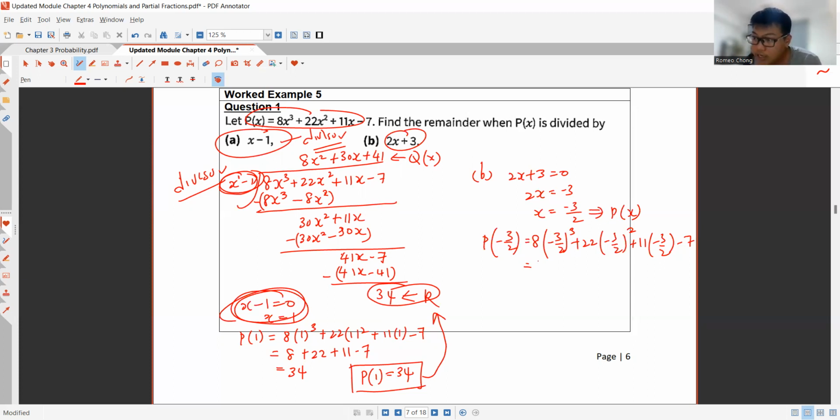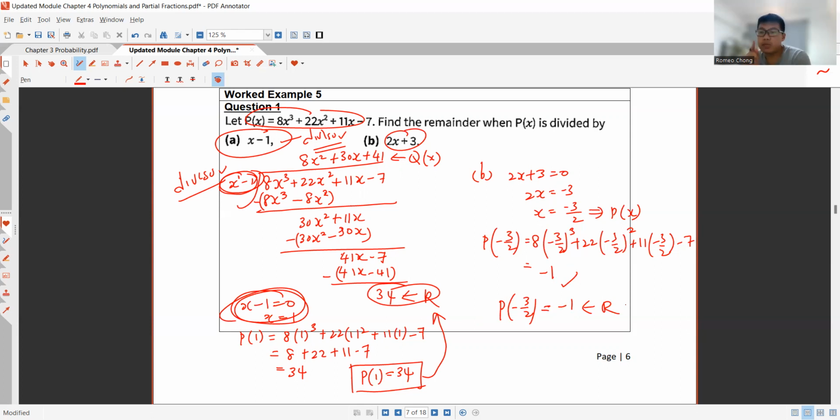So I get negative 1. Okay, which is correct. So that means when I substitute negative 3 over 2 as the value of x into the polynomial, I actually get negative 1 as the remainder. So I hope so far so good.